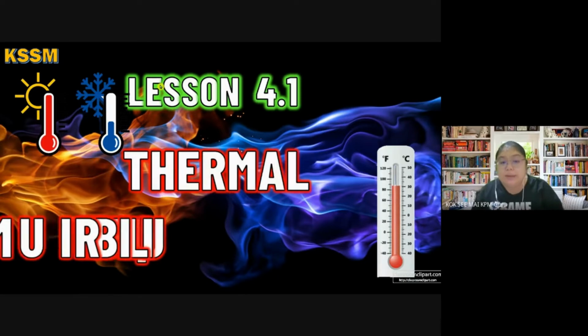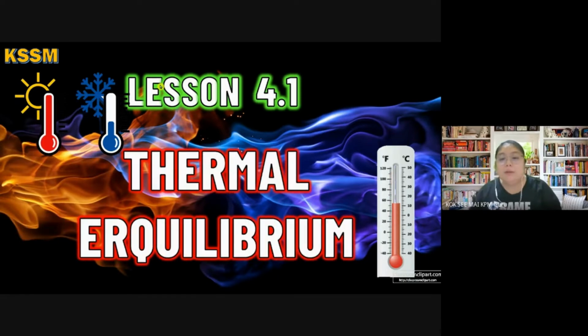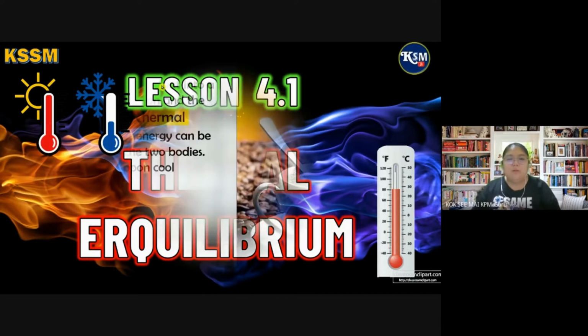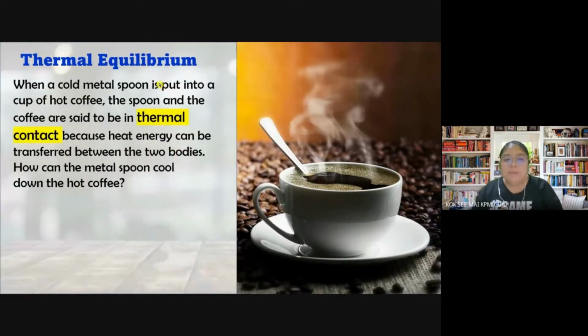There's thermal equilibrium. Thermal means heat. Equilibrium means balance. So that means I'm talking about balanced heat. From here, the first one, we go and see what thermal equilibrium actually means. For example, you see this is a cool metal spoon. I put it into a cup of hot coffee. Later, you see the spoon and the coffee are said to be in thermal equilibrium.